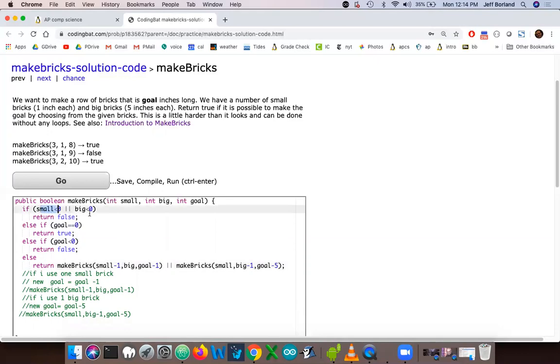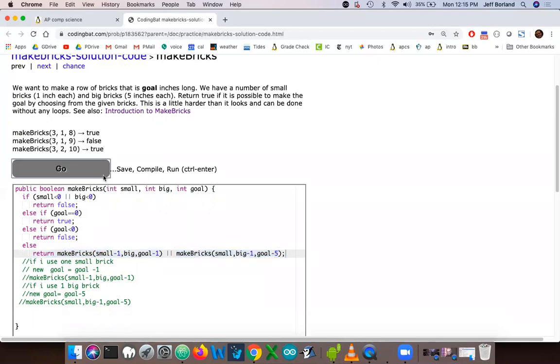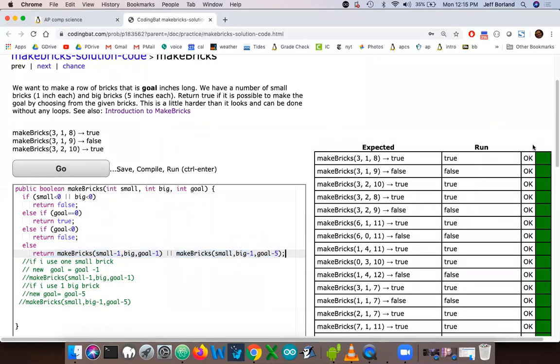So if I ever get out of bricks, return false. If my goal is ever 0, return true. I made it. If my goal is less than 0, let's back up, let's get out, we're done. Otherwise, call ourselves with 1 less small brick and my goal going down by 1, or call myself with a big one. And this is it. This is the idea of recursion. This works beautifully. Okay. Just a fun little problem to start us off.